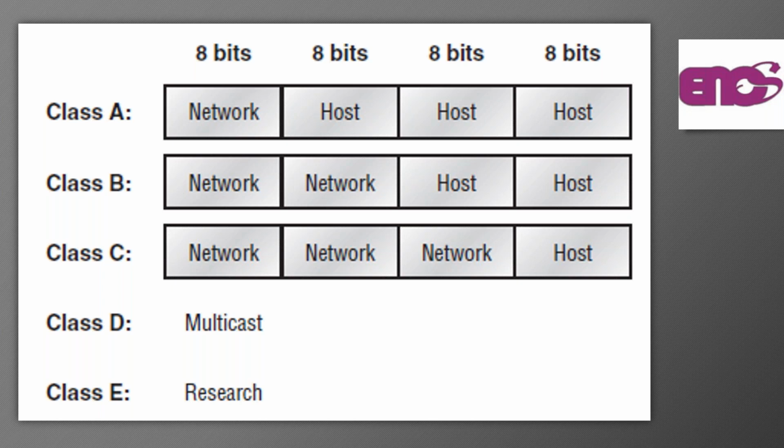So there are 3 major classes: class A, class B, and class C. Till date, we are using class A, class B, and class C, while class D is used for multicast. Class E is used for research. You understand what research is for: university purposes, experiments, lab work. While multicast is a message that is sent to a group on a broader scale.